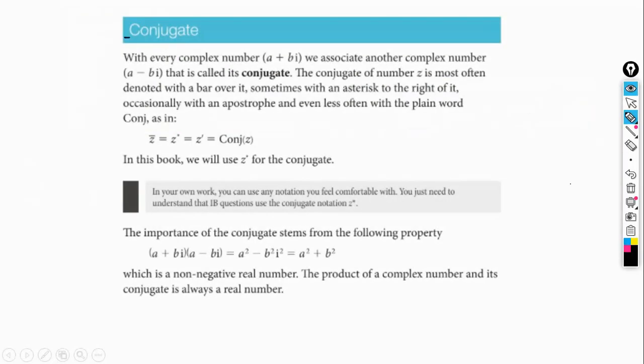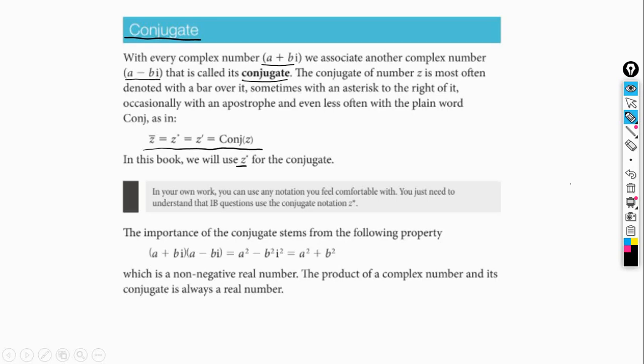So let's talk a bit more about the conjugate. With every complex number, a plus bi, we associate another complex number, a minus bi, that is called its conjugate. The conjugate of number z is most often denoted with a bar over it, sometimes with an asterisk to the right of it, occasionally with an apostrophe, and even less often with the plain word conj, as you can see in these examples. In this book, we will use z asterisk for the conjugate. In your own work, you can use any notation you feel comfortable with.